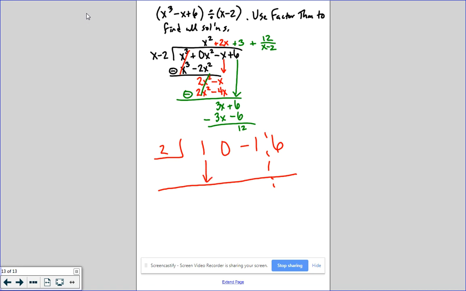I bring the 1 down. 1 times 2 is 2, and with synthetic, do I subtract or add? Add. 0 plus 2 is 2. 2 times 2 is 4. -1 plus 4 is 3. 3 times 2 is 6. 6 plus 6 is 12. So you get the exact same answer: x squared plus 2x plus 3 plus 12 over x minus 2.